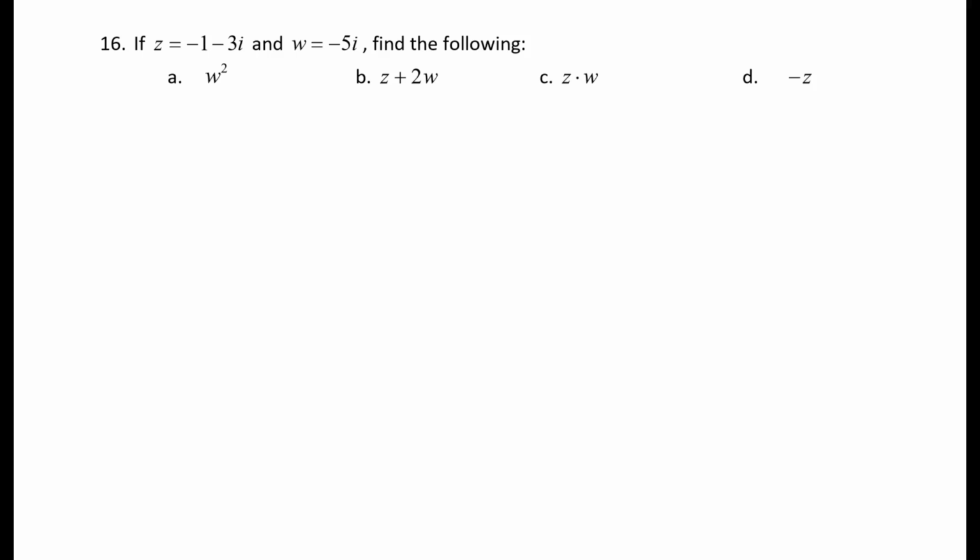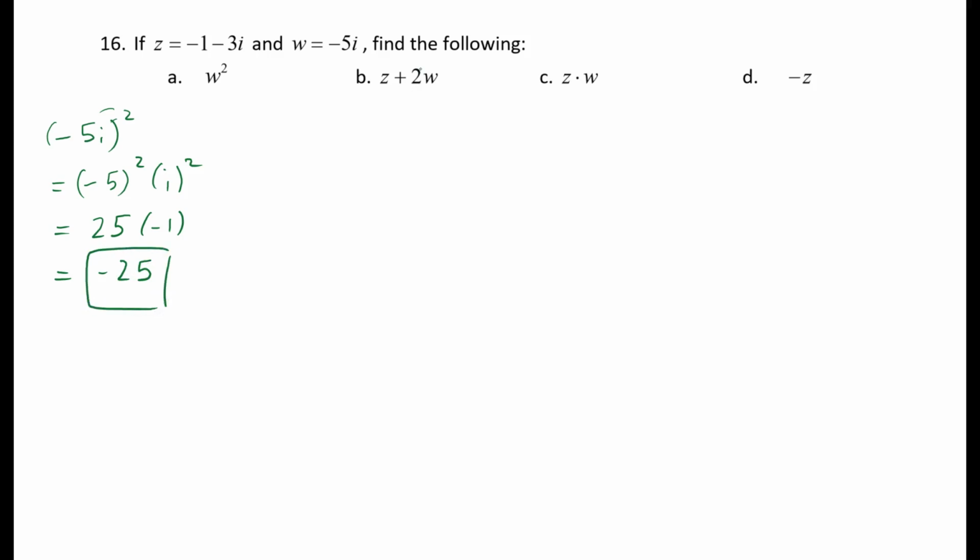16, just another set of some complex number operations. So the first one here is we have the complex number w squared. w is -5i. We'll go ahead and square that. Remember, the square, just like any operation, needs to apply to everything here. So -5 squared, and then the square would also apply to the i, so we have i squared. -5 squared is 25. i squared is -1, and that simplifies all out to -25.